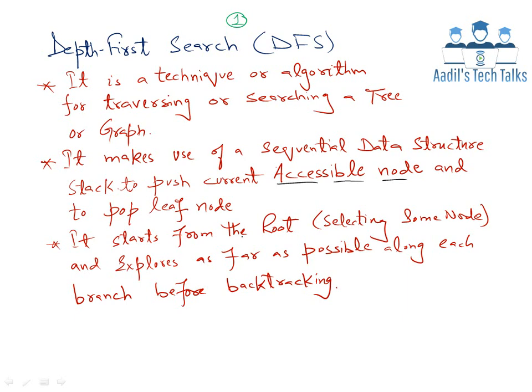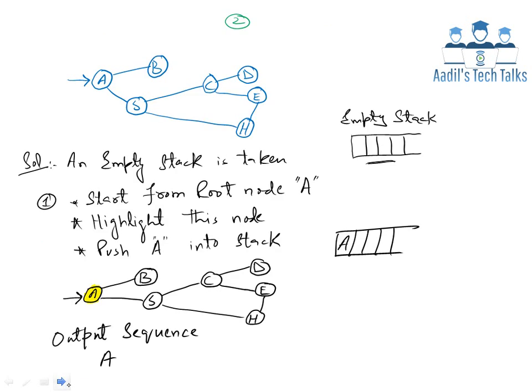This process of DFS starts from the root, selecting some node. We have to select the root node first of all, and it explores as far as possible. जितना मुमकिन हो हम आगे तक जाएंगे until we come to the branch end, means the leaf node, each along each branch before backtracking, and then we have to perform the backtracking. Okay guys, so there is an example.